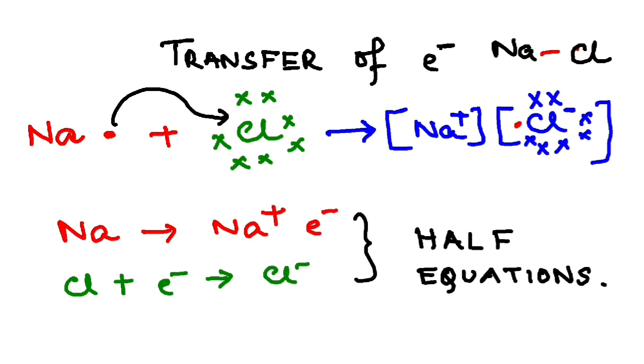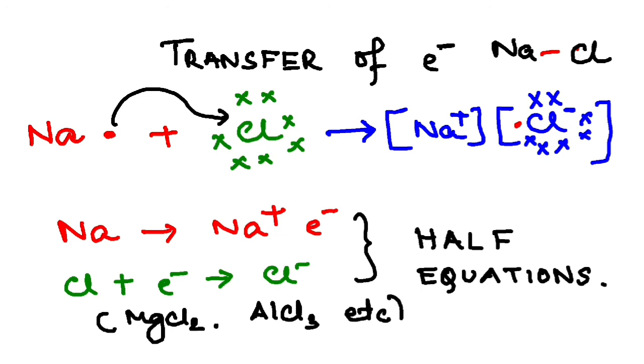Other examples of ionic compounds are MgCl2, AlCl3, aluminum chloride, etc. The formation of MgCl2 and AlCl3 I will explain in a later video. So to summarize, what we have learned in this video, we have learned the formation of NaCl, what is an ionic compound, and what is an ionic bond. An ionic bond is formed by transfer of electrons, and the compounds where ionic bonds exist are called ionic compounds. Alright, in the next video we shall learn the formation of MgCl2 and AlCl3.